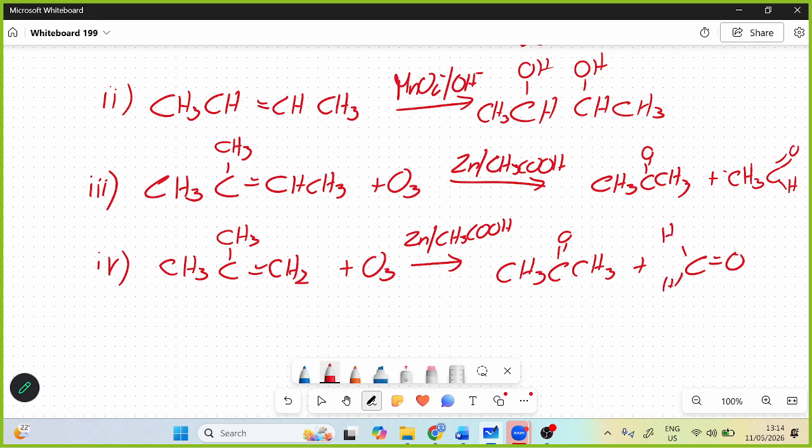And page 1 is already done. Look how efficient we are. 1 down, 6 to go.